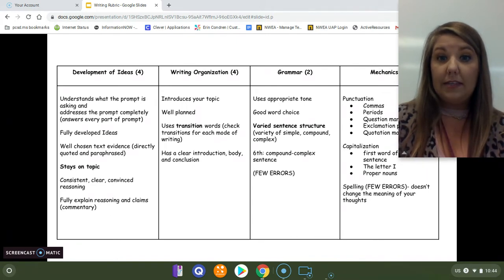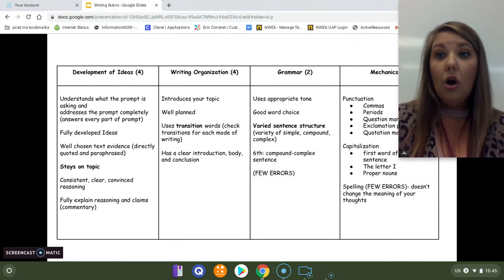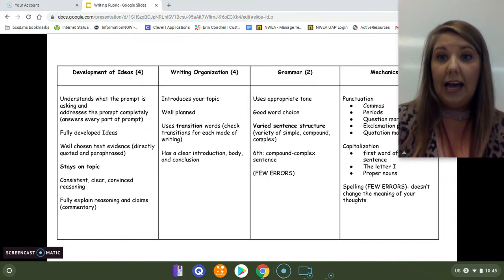And that's where we look at the sentence structure and the tone that you use according to the mode of writing, whether it's narrative or opinion if you're 5th grade, argument if you're 6th grade, or informative writing. You want to make sure you keep that tone and you use the academic language that you should use for each of those modes. And the last one is mechanics, and it is also worth 2 points.